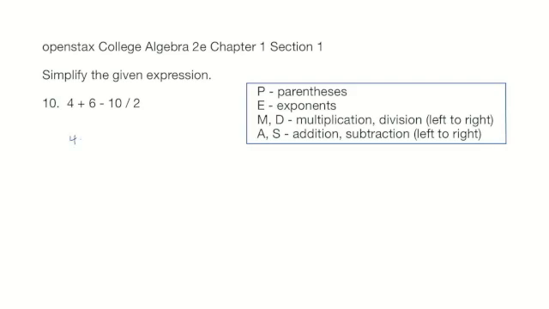So we have 4 plus 6 minus 10 divided by 2 is 5. Now we have an addition and a subtraction. They are on the same level, so we do the operation as we see it going from left to right. So we'll do the addition first because that's what we see first. And so 4 plus 6 is 10, and then we have minus, and then we have 5. And now 10 minus 5 is 5, and that is our final answer.